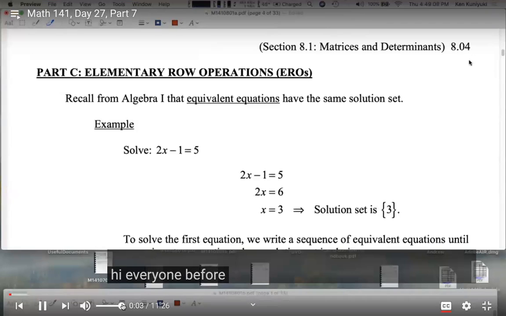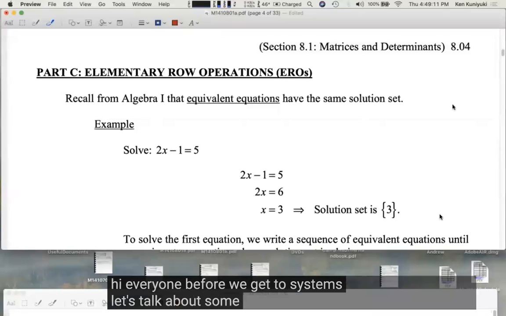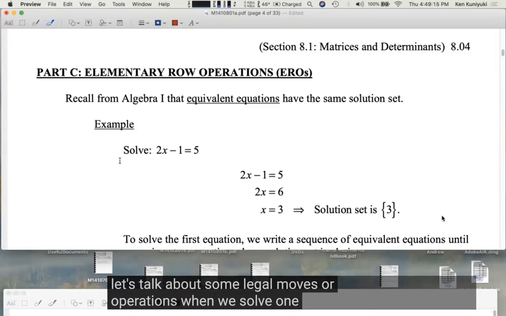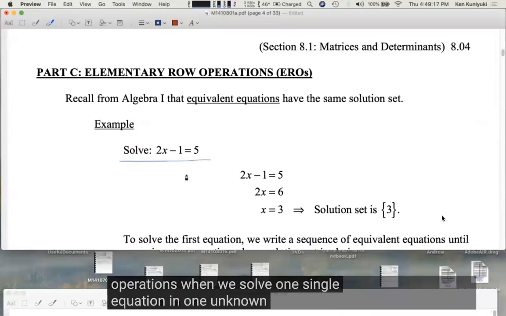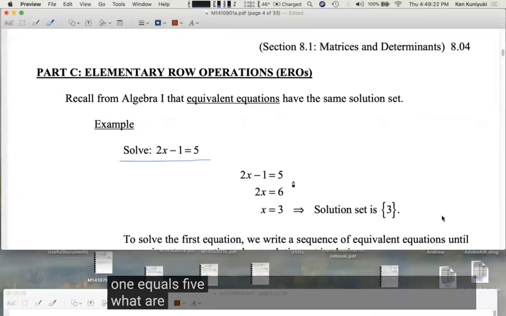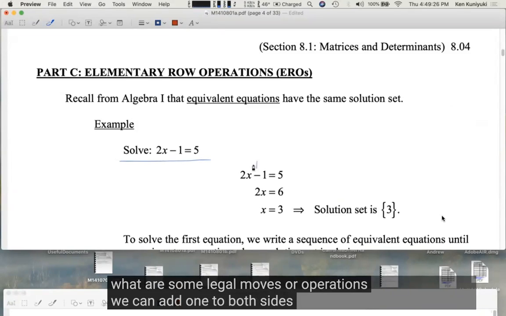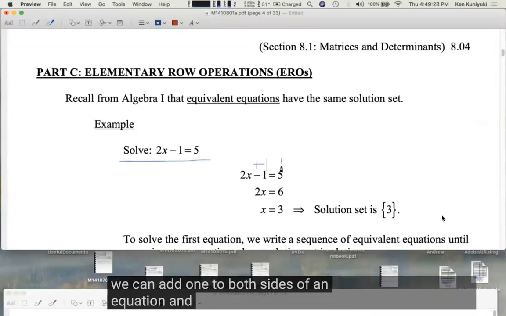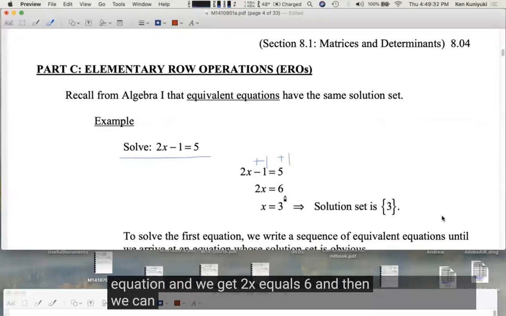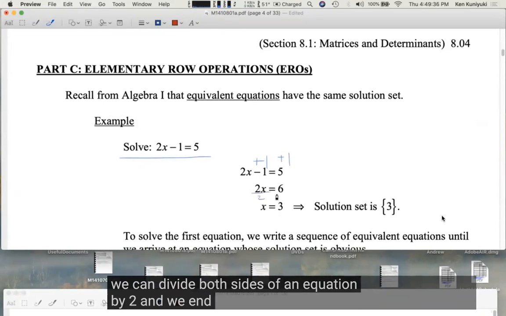Hi, everyone. Before we get to systems, let's talk about some legal moves or operations when we solve one single equation in one unknown. Take 2x minus 1 equals 5. What are some legal moves or operations? We can add 1 to both sides of an equation, and we get 2x equals 6. And then we can divide both sides of an equation by 2, and we end up with x equals 3.